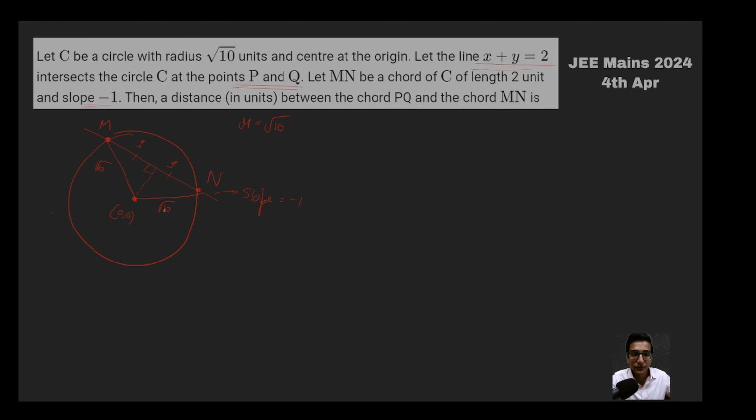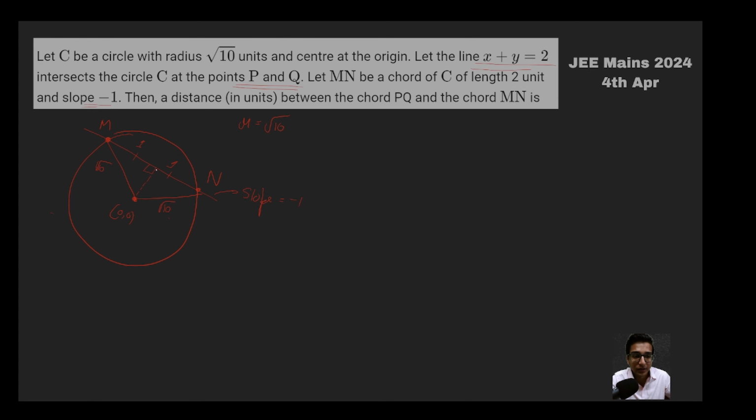Now the PQ line is fixed, of course. It is somewhere either here or here. So what can we tell about the distance between PQ and MN? Of course, both these lines have slope -1. That means they are parallel to each other. So what we can do is, let us first find the distance of both these lines from the origin. Once we have found that, of course, either the sum of those two distances would be our answer, or the subtraction of those two distances would be our answer.